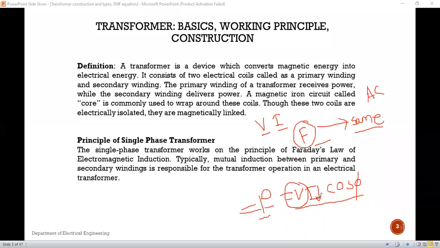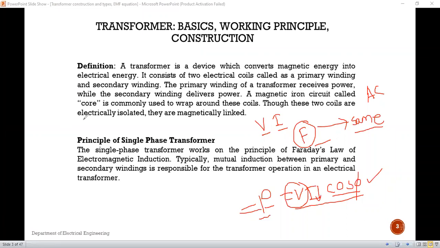Then and only then can we make the power constant. So VI cos phi is the power formula. That means with increase in voltage and a decrease in current, or decrease in voltage with the increase in current. Okay, so this is the definition.